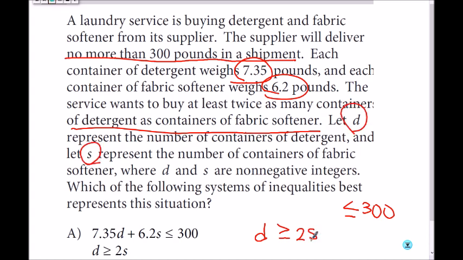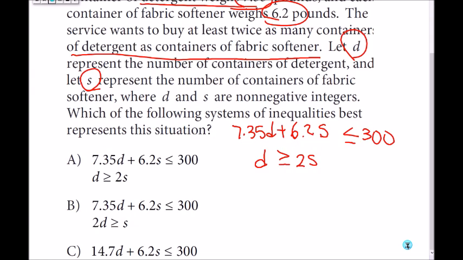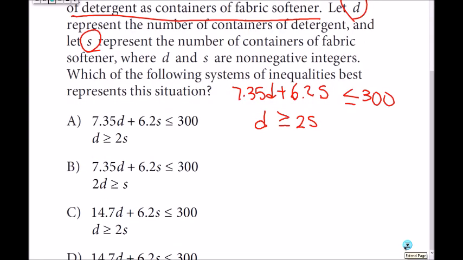And 7.35 pounds for each detergent, D, plus 6.2 pounds per each fabric softener, so it's that. So it's these two inequalities. So I have it right here, A. Right?